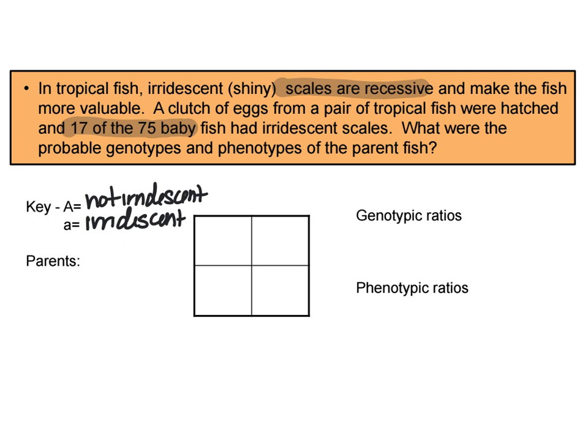Now, the next thing I would normally do would be the parents. However, we don't have enough information for that. So I'm going to move on to my Punnett square. I have nothing to put on the outside of the Punnett square, but I do have something to put on the inside of the Punnett square. I know that 17 out of the 75 baby fish have iridescent scales. Now, if I do the math on this, 17 out of 75 is about 25%. 25% have iridescent scales, which would be a homozygous recessive trait.